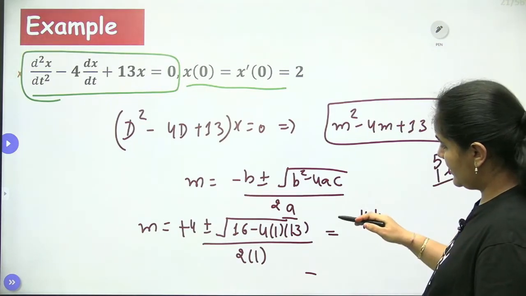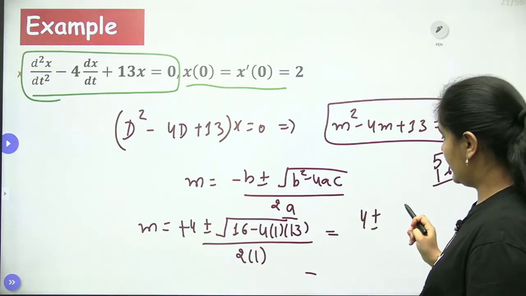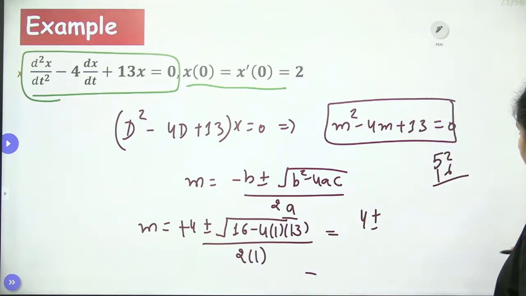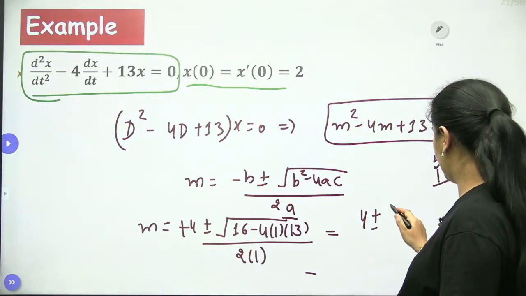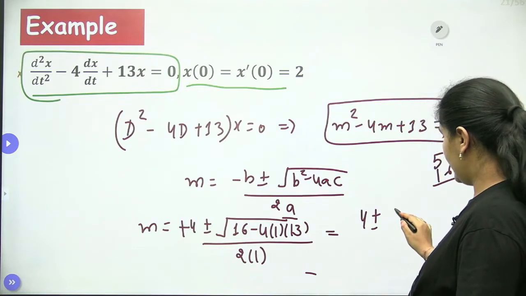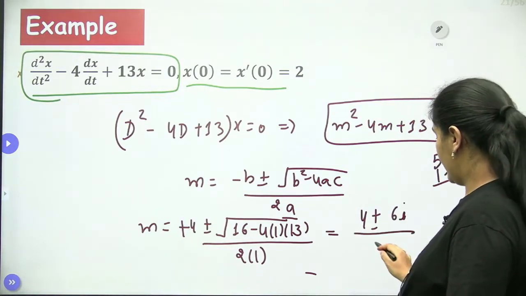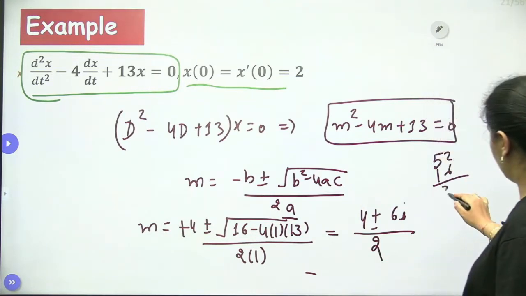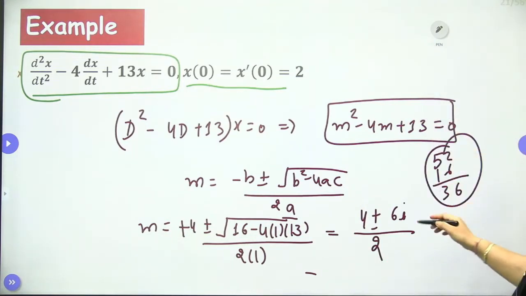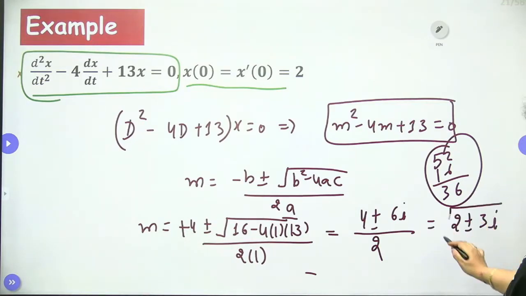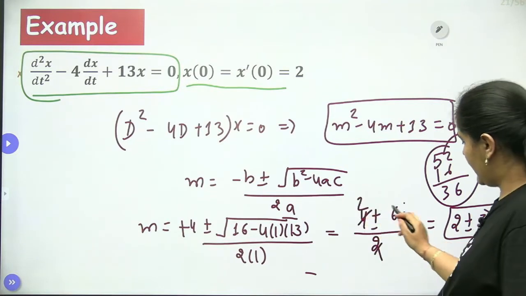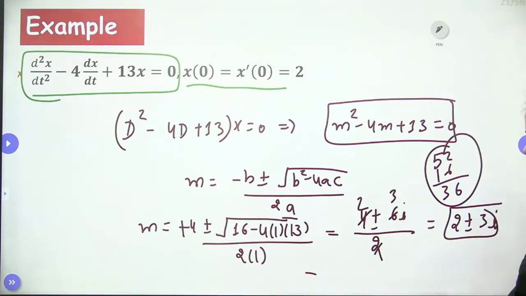So 16 minus 52 will be minus 36. So you can write down here, it will be root of minus 36, which means 6 iota, divided by 2, my dear students. So it will be 6 iota, and you can cancel out from here and here. So it will be 2 plus minus 3 iota.